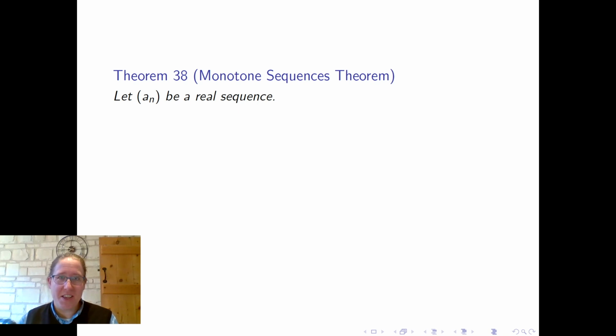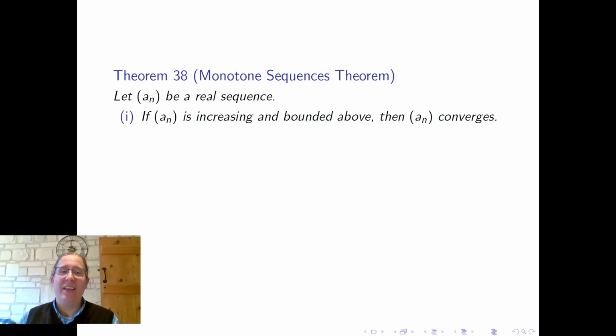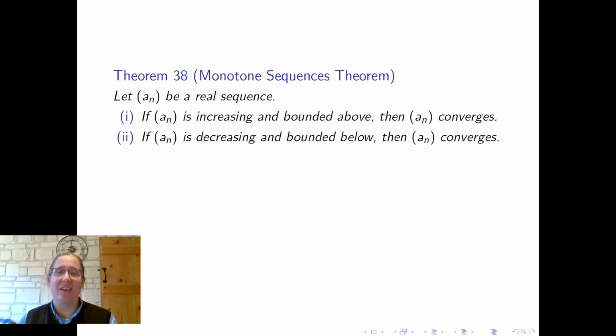This is called the monotone sequences theorem. I think that you should think of this as one of the really key results of this course. It says, let the sequence a_n be a real sequence. If the sequence a_n is increasing and bounded above, then the sequence a_n converges. And if the sequence a_n is decreasing and bounded below, then the sequence a_n converges.